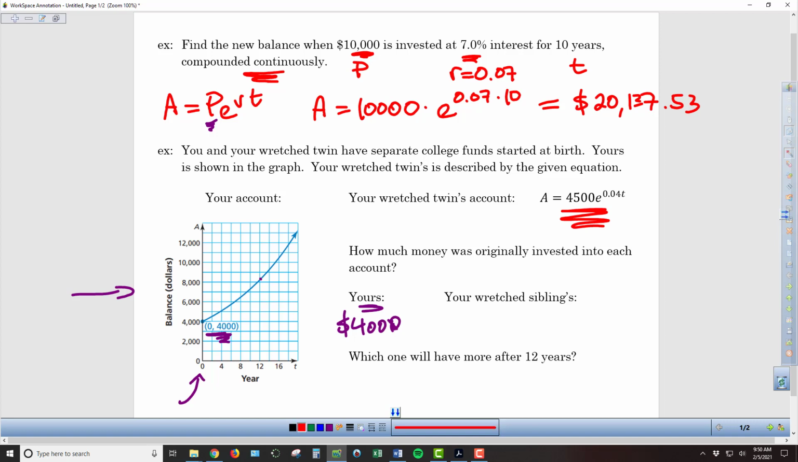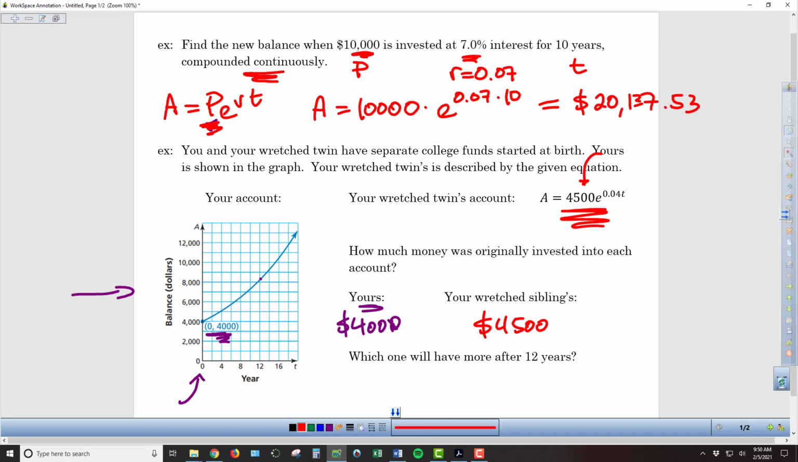For your sibling, we're going to look at the equation. If we recall the number that's in this spot right here in the equation, the P value going back up here, that's going to be the initial amount that was invested for your sibling. And so for whatever reason, your parents loved them more, they gave them $4,500 to get started.